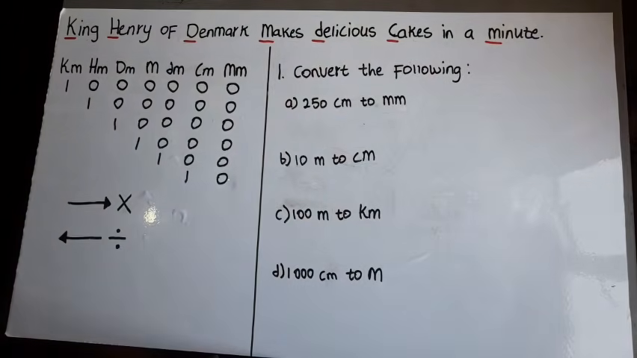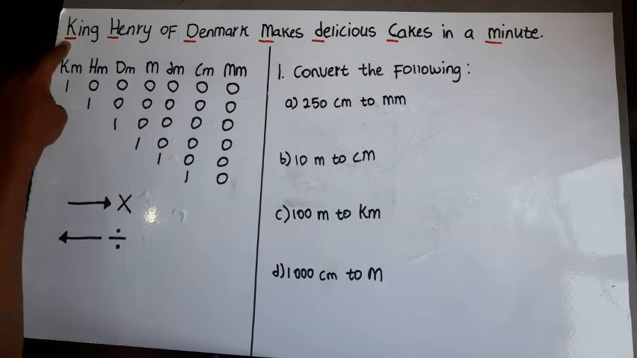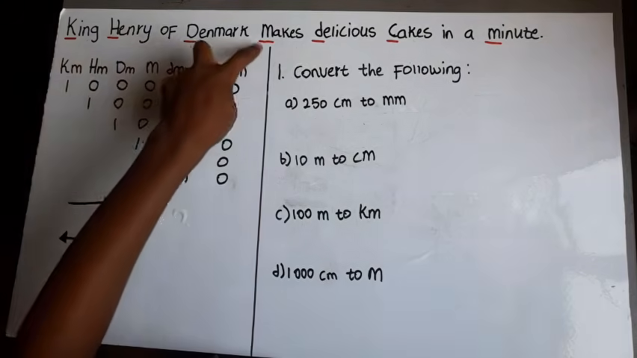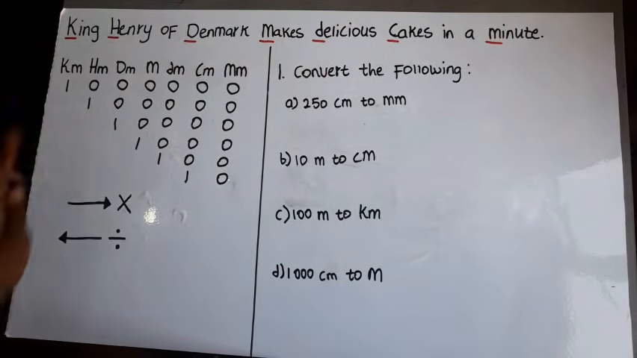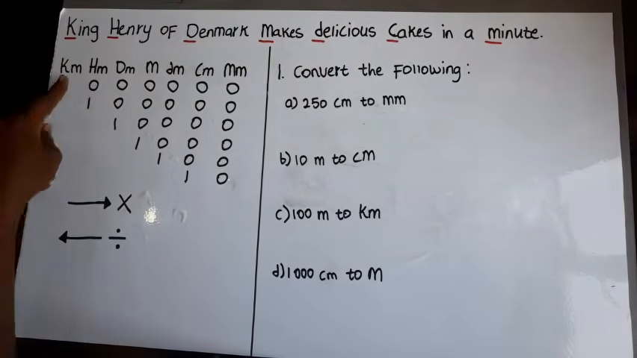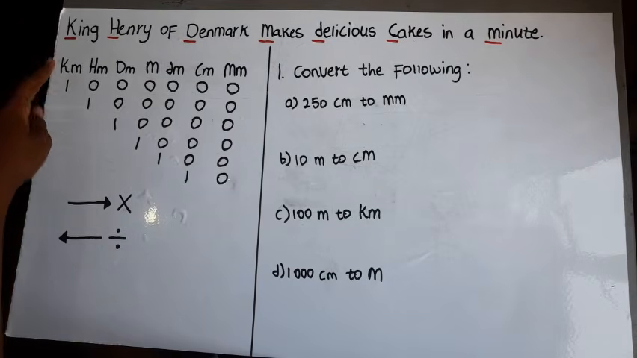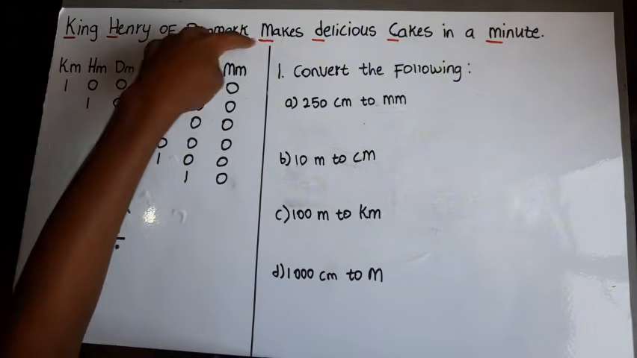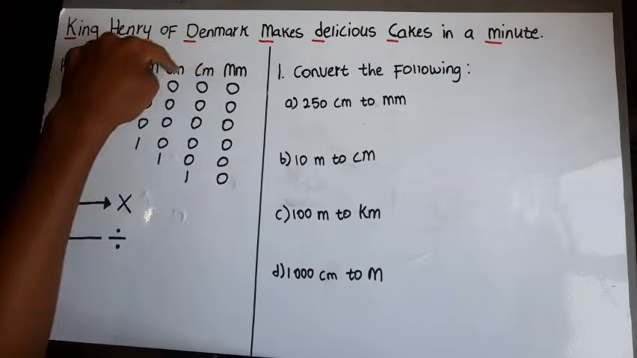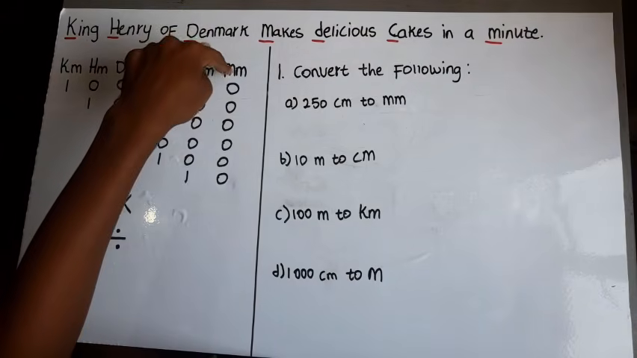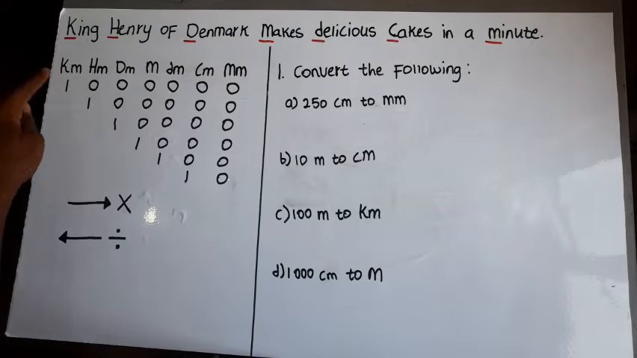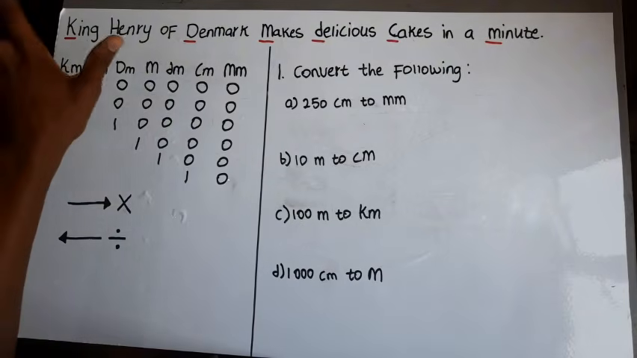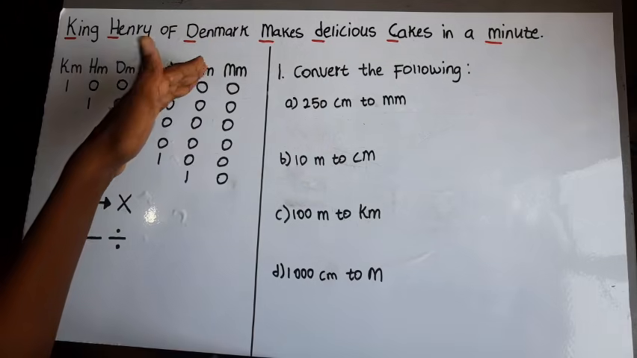So what you're going to do is take the first letter of the words that I highlighted for you. So you're going to use the method like this. In this case, we're working with meters. So we took K for king, H for Henry, D for Denmark, M for makes, D for delicious, C for cakes, and M for minute. So it is kilometer, hectometer, all the way to millimeters, right?